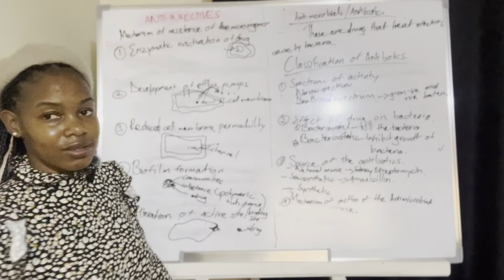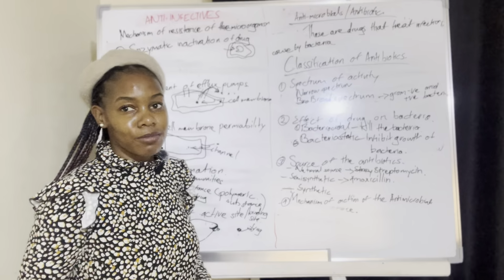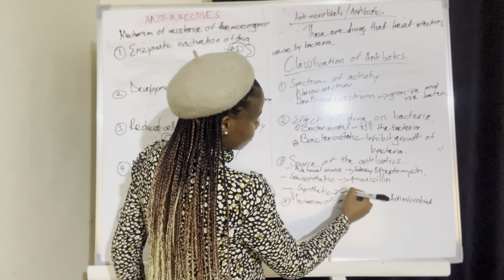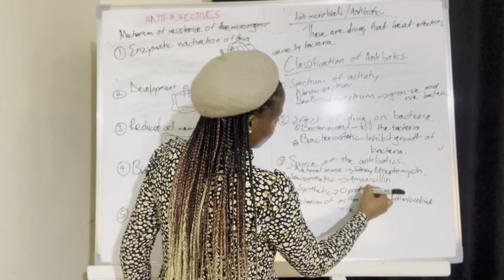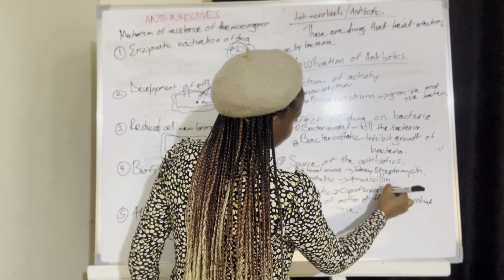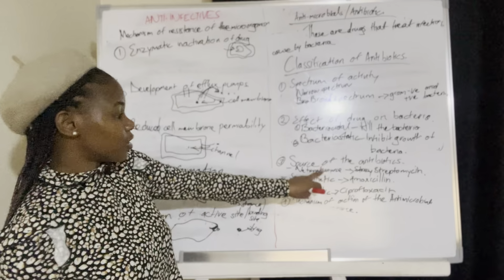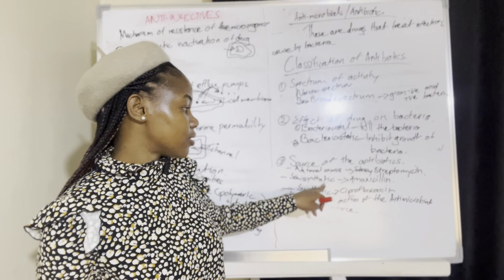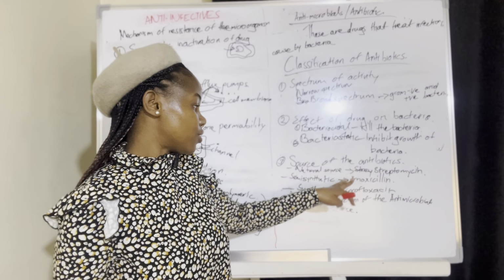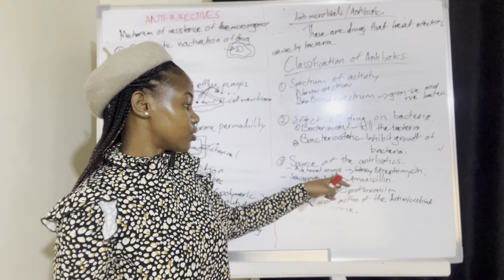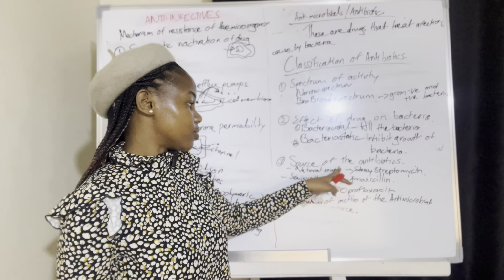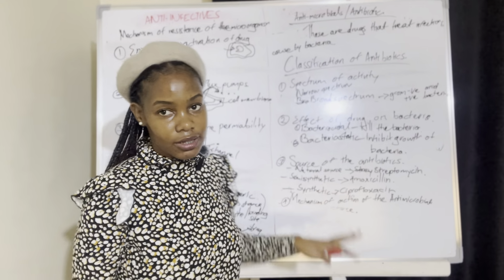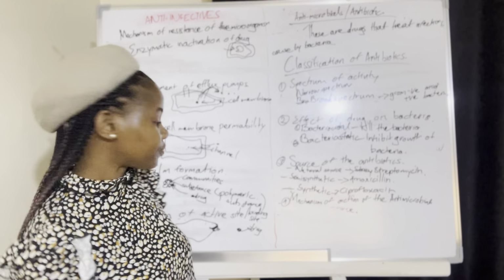While the synthetic ones are manufactured in the lab. For example, ciprofloxacin. So for the natural, they are obtained from microorganisms. Then for the semi-synthetic, we are modifying these drugs that were obtained from the natural source. Then for the synthetic, they are manufactured in the lab.